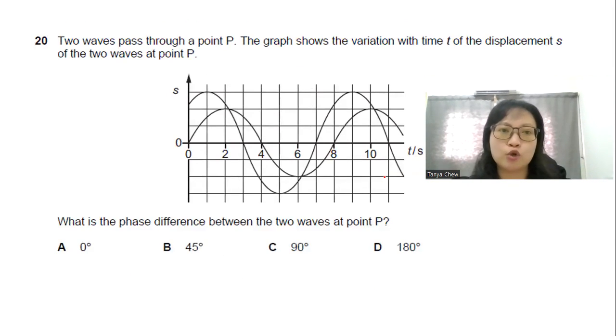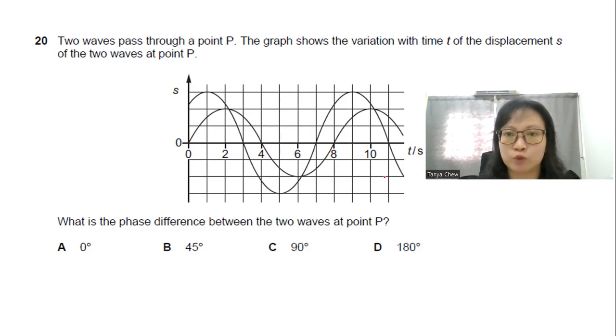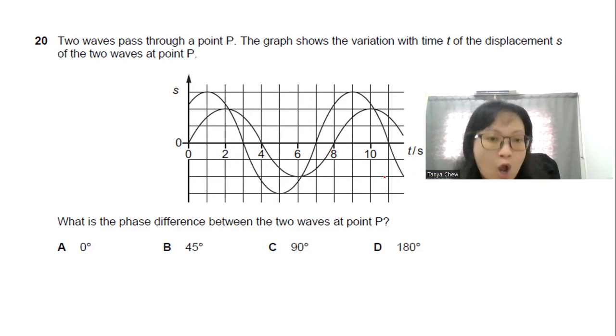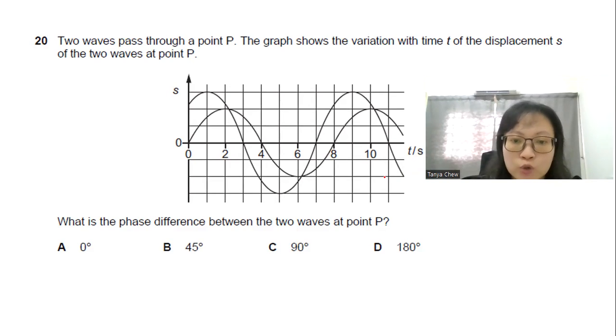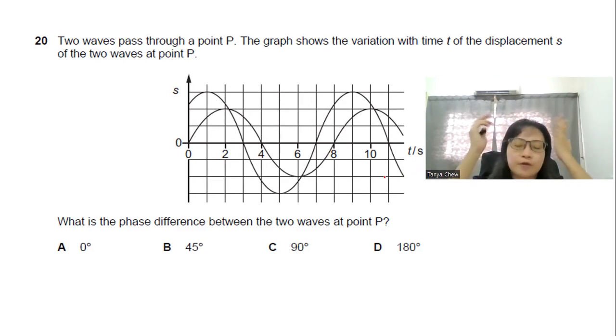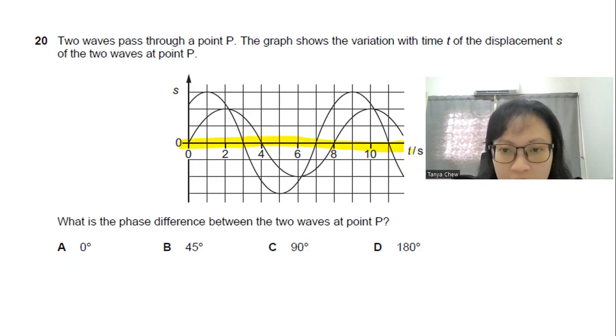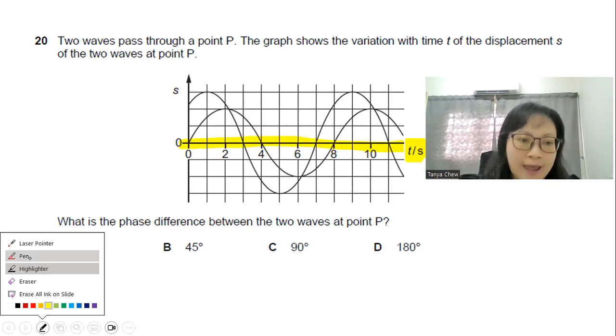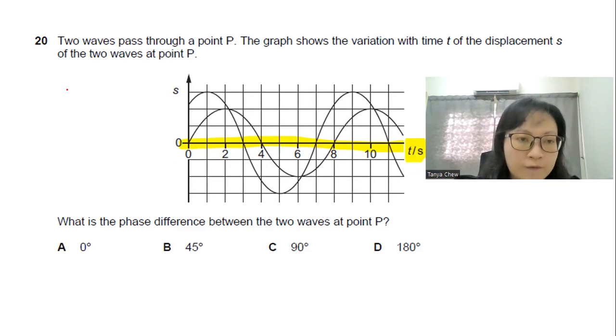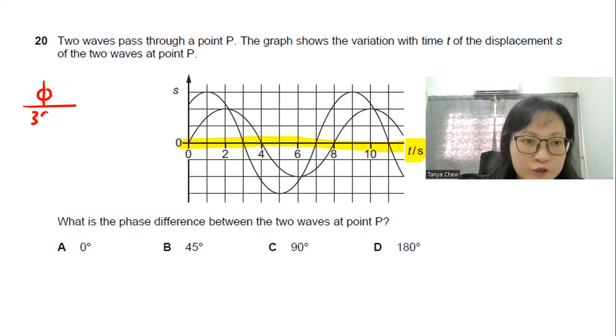Question number 20, two waves pass through a point P. The graph shows the variation with time t of the displacement s of the two waves at point P. What is the phase difference between two waves at point P? First, before I come up with the equation of the phase difference, I look at my x-axis. This is time. X-axis represents time, so I modified my phase difference ratio. Phi, this is phase difference, over 360 degree is equal to t over period.